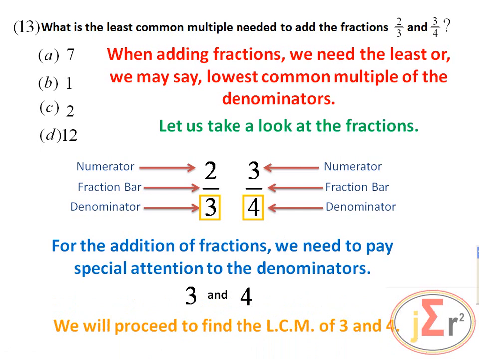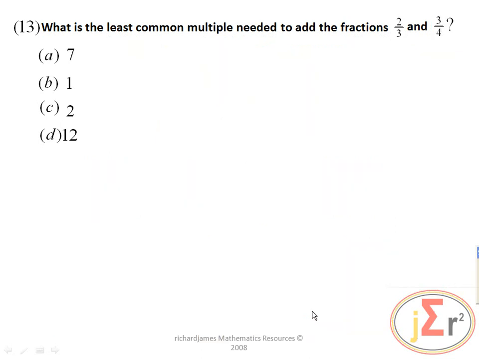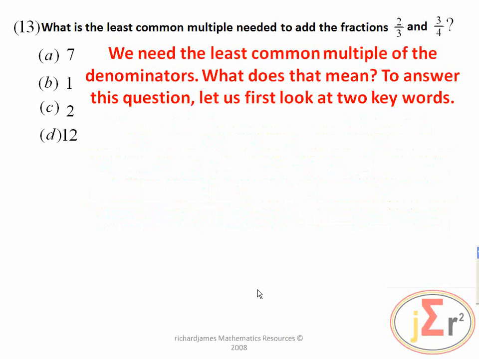We will proceed to find the LCM of 3 and 4. What is the least common multiple needed to add the fractions 2/3 and 3/4? I am saying to you that what least common multiple we need is the least common multiple of the denominators, and the denominators are 3 and 4. We need the least common multiple of the denominators. What does that mean? To answer this question, let us first look at two key words.